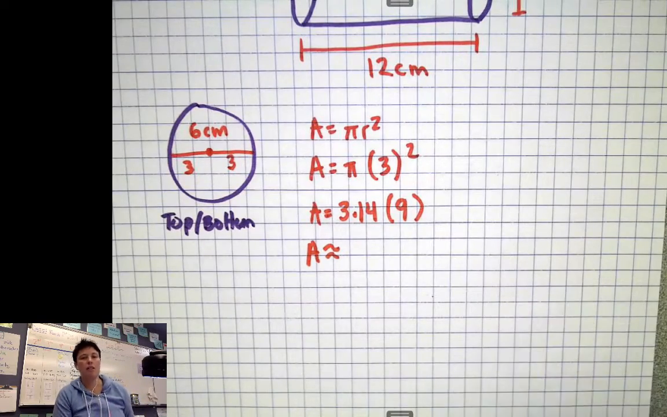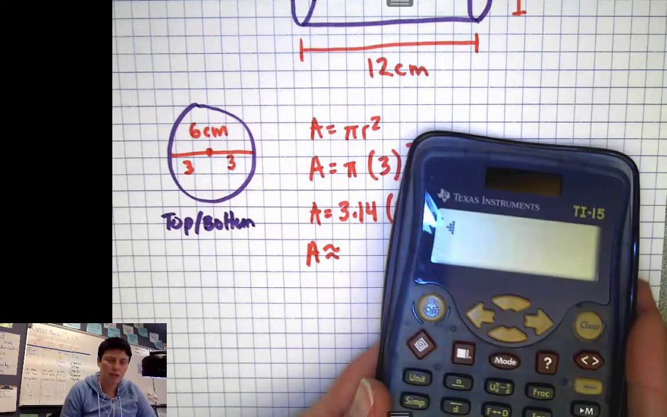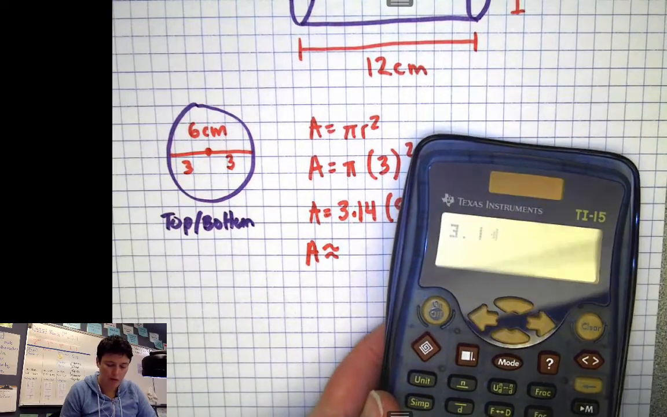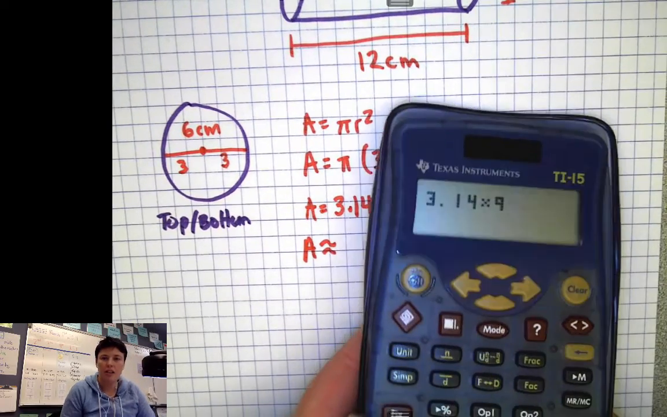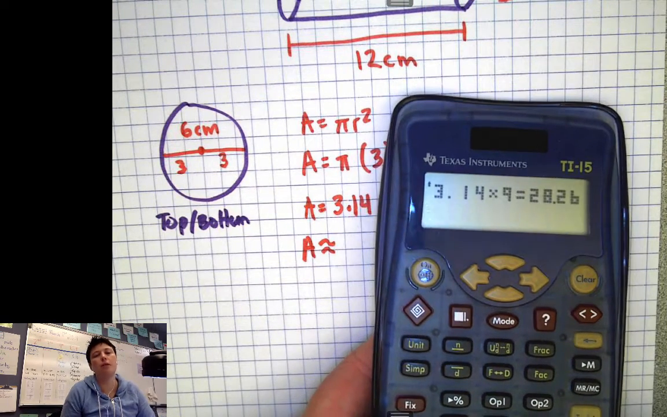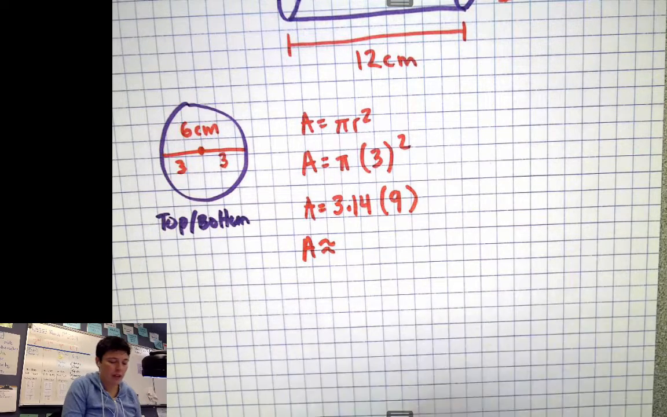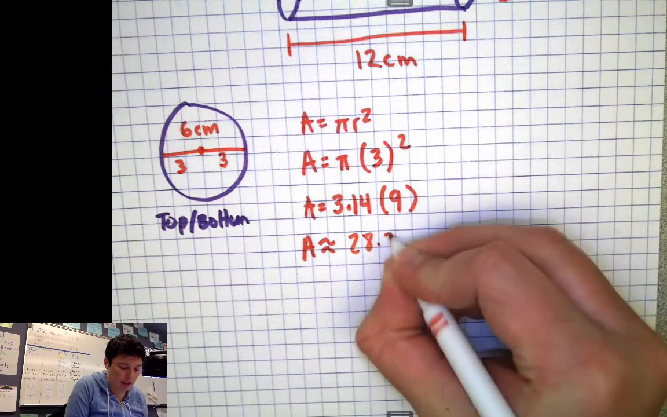So we need to multiply 3.14 times 9, which should be bigger than 27. 3 times 9 is 27. So 3.14 times 9 is about 28.26. So 28.26 is the area of both of our circles. There's two of them. I'm going to write 28.26.